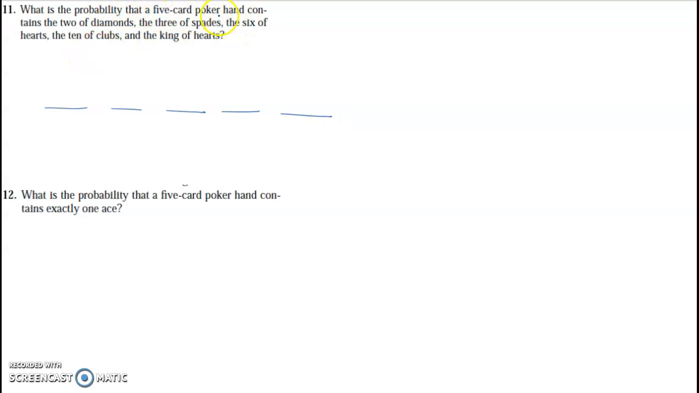Let's see if they're 2 diamonds. So this is going to be 2 diamonds, and this has to be 3 spades, 6 hearts, and 10 clubs, and king of hearts. All right, so I think all of them are being very specific, which means there's only one case that this is going to be satisfied.